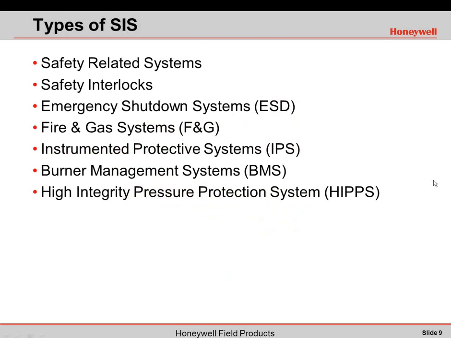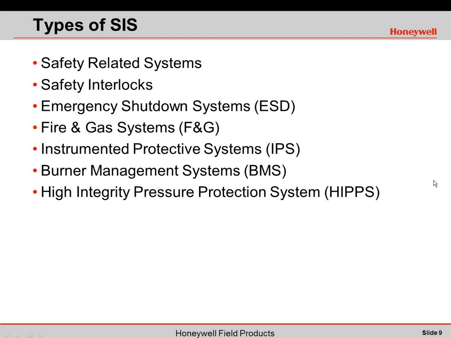If we look at types of safety instrumented systems, kind of the generic term for them is safety-related systems. That would cover all types. But you'd also see that we have safety interlocks, emergency shutdown systems, fire and gas systems, instrumented protective systems, burner management systems, and high-integrity pressure protection systems. Well, because of the systems I'm used to working with, of these, the burner management system is the one I'm probably most familiar with.